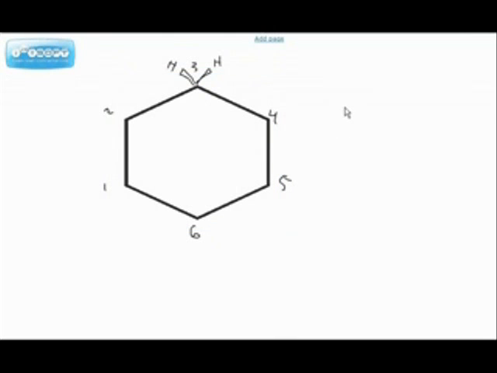Since, and you can observe this for yourself, each carbon on this molecule, each point on this molecule, is attached to 2 other carbons, the free rotation about the single bond is no longer possible, because you don't have any point on this molecule where one carbon is attached to only one other carbon.